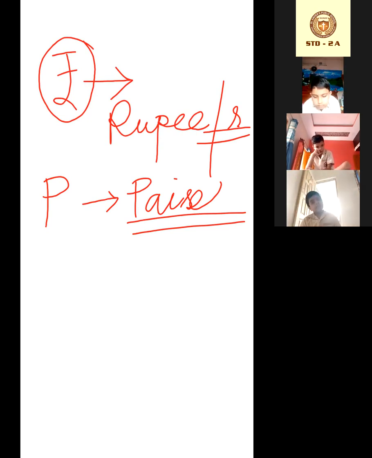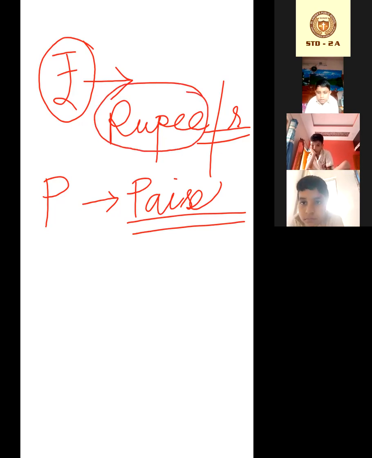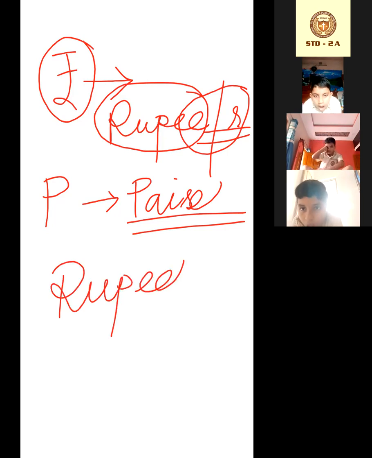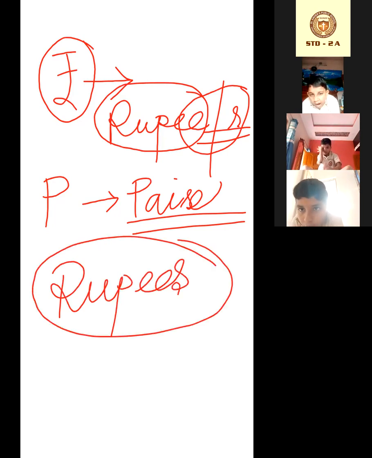Now, one thing, rupee and rupees. Suppose I am writing rupees. That means definitely more than one. Suppose I have a 2 rupee coin. Suppose I am telling I have 3 2 rupee coins. Suppose 500 rupees. So it is clear, rupee and rupees are basically singular and plural.